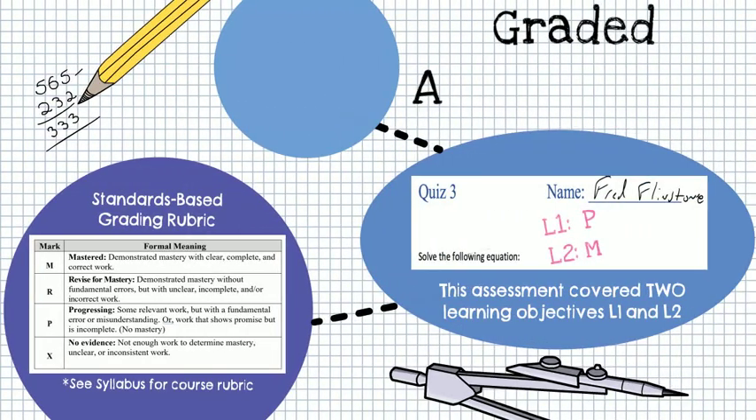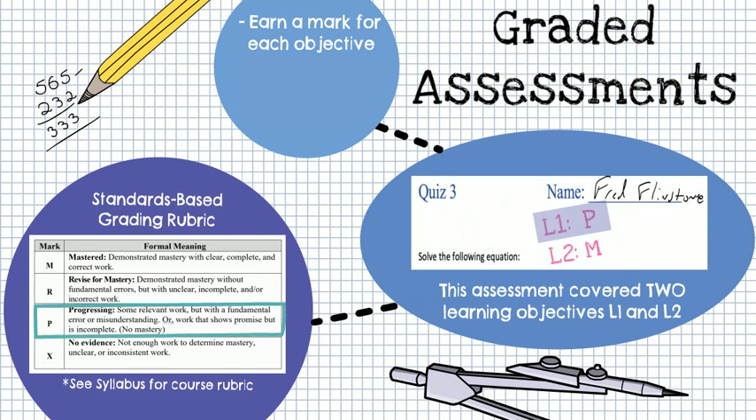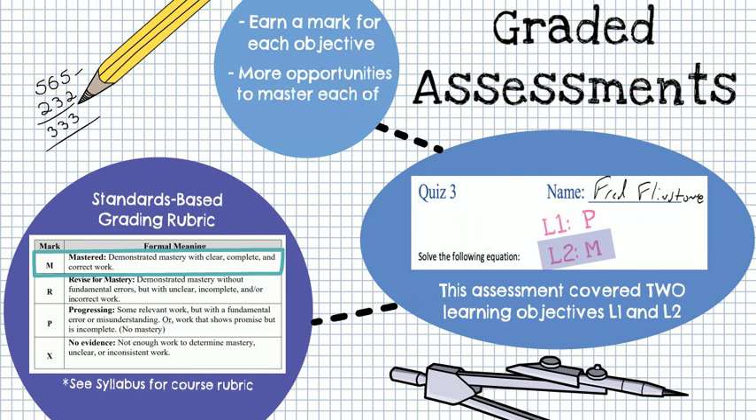For each graded assessment, you will earn marks for the learning objectives covered. In this example, Fred has earned a P for learning objective L1, which means that he is still progressing in his understanding of the concept. Fred also earned an M for learning objective L2, which indicates that he has shown mastery of this concept. In future assessments, he will have more opportunities to show his mastery of these learning objectives as well as others.